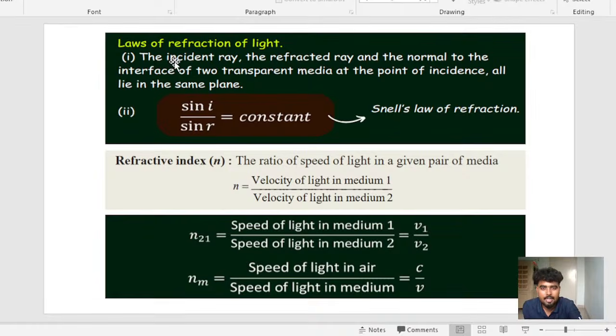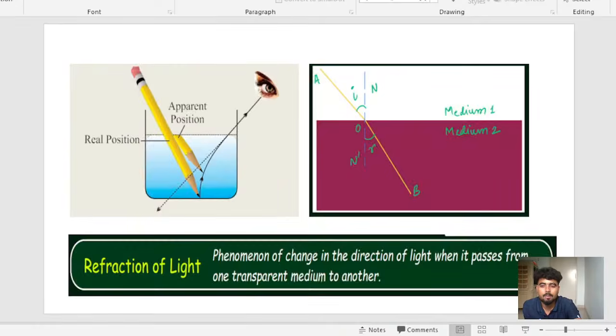The first point, incident ray. From this diagram, we can see that, let us consider this as a transparent medium. Incident ray, refracted ray, and normal lie in a transparent medium. That's all. To be simple, incident ray, normal, and refracted ray lie in the same transparent medium. This is the first point.